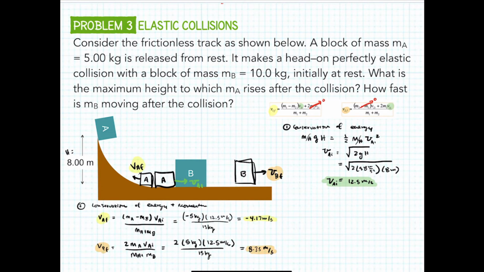Okay. So now we've started from a conservation of energy problem. We use that to get our initial speed for the collision. After the collision, we have these two speeds. So you have block B moving forward at 8.3 meters per second, and block A is going back up the ramp at 4.17 meters per second. The negative indicates that it's turned around. So that gives us the answer: the question's asking how fast is MB moving, so we already have that answer.